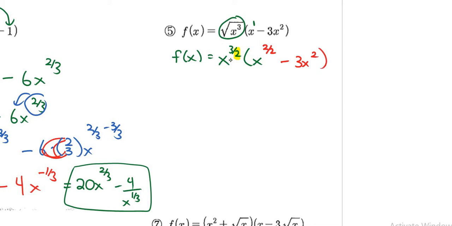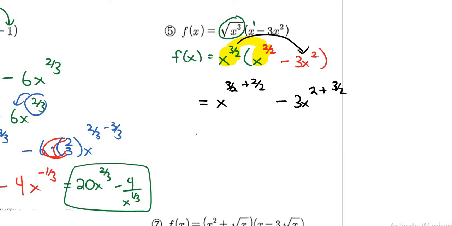All right, let's use the distribution property now. So I'm just going to switch to my highlighter here. So this is x to the power of 3 over 2 multiplied on this first term. If I do that mathematically, that's the same thing as x to the 3 over 2 plus 2 over 2 minus 3x squared plus 3 over 2. Okay, so let's go ahead and simplify this.